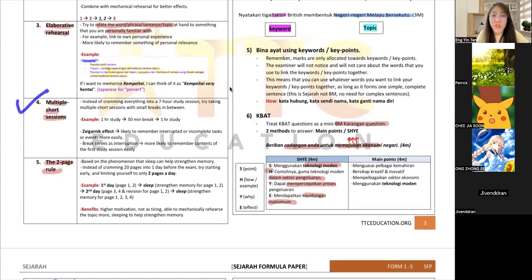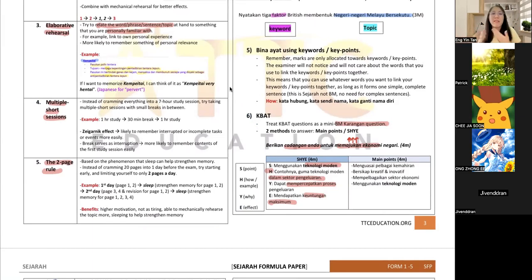Multiple short sessions, you read, you take this as a habit. But I told you, me personally, I'm not a reading person. I don't like to read Sejarah. I read one time and that's enough already.